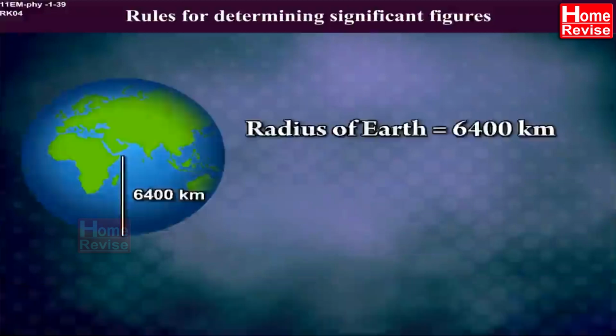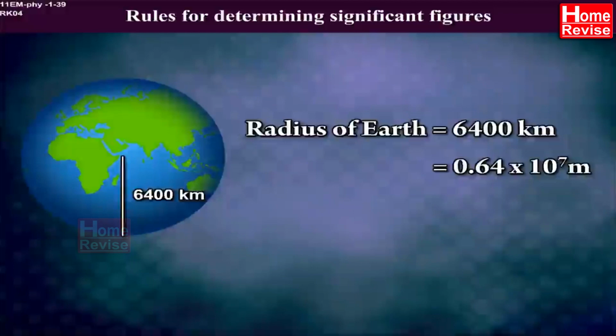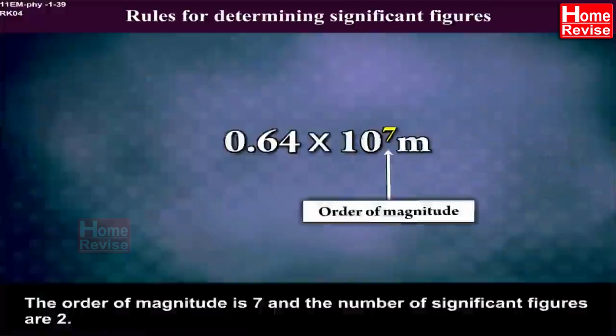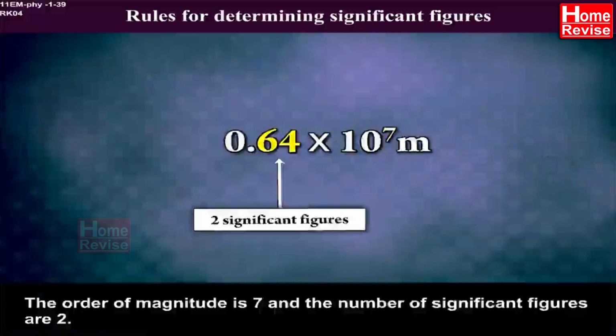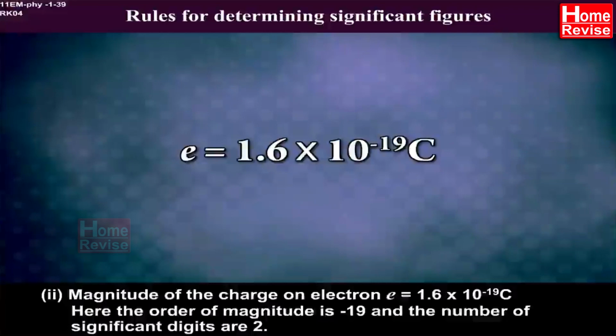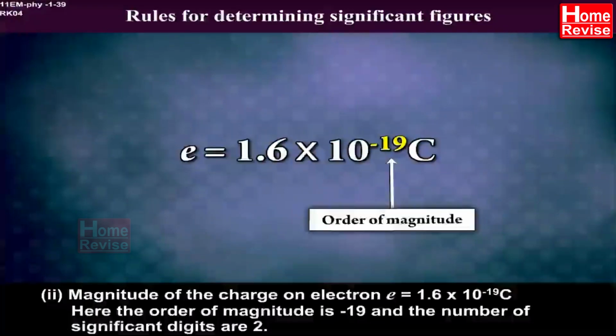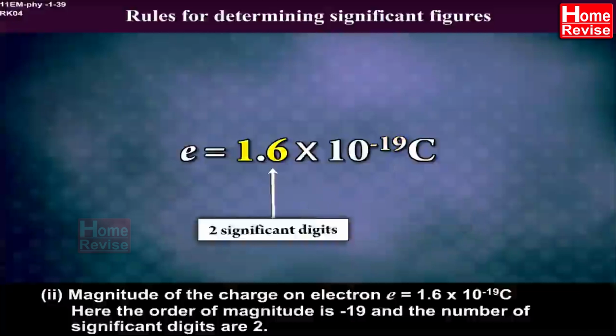First, radius of Earth is equal to 6,400 kilometer, which is equal to 0.64 into 10 raised to 7 meter. The order of magnitude is 7 and the number of significant figures are 2. Second, magnitude of the charge on electron e is equal to 1.6 into 10 raised to minus 19 coulomb. Here, the order of magnitude is minus 19 and the number of significant digits are 2.